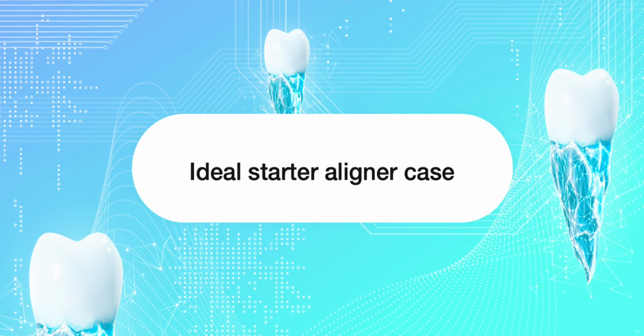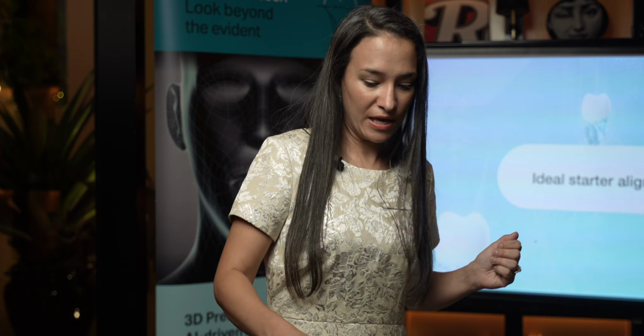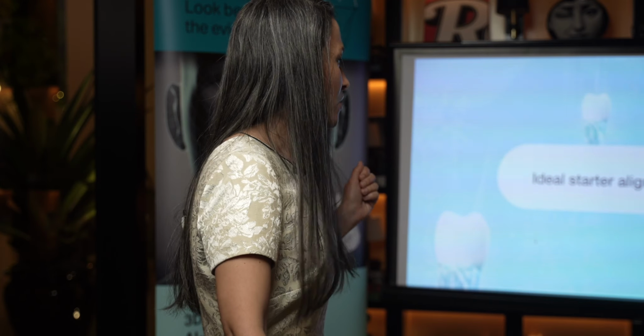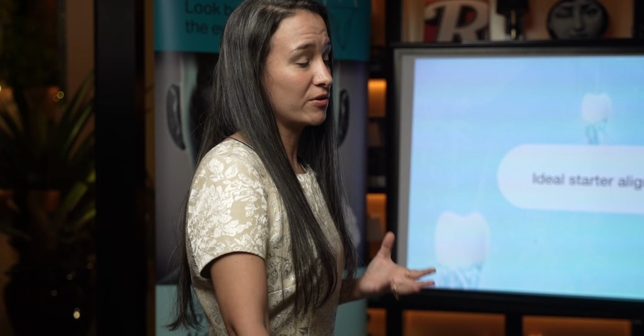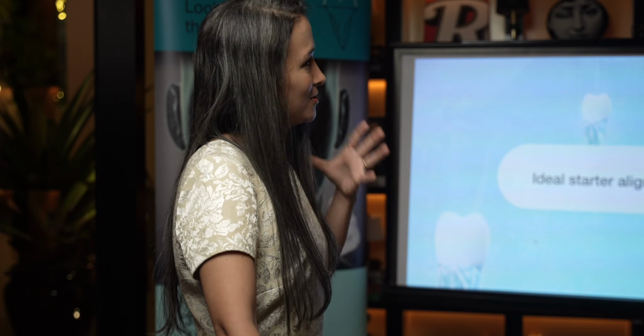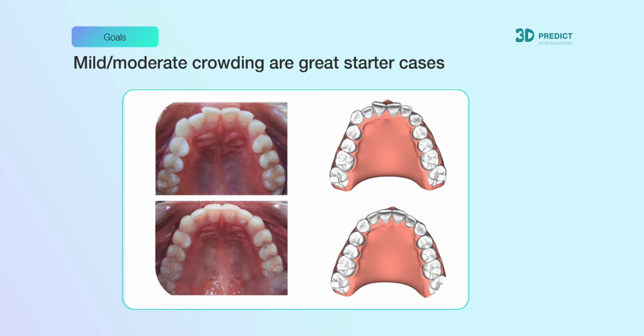So we talk a lot about red flags, right? What you should look at when the cases are not ideal, but what is the ideal starter aligner case? And when I talk about a starter aligner case, I mean the first 15 to 20 aligner cases. This is the ideal aligner case to start with. This is not what you need to be stuck with forever, but to start with, mild to moderate crowding are great starter aligner cases.